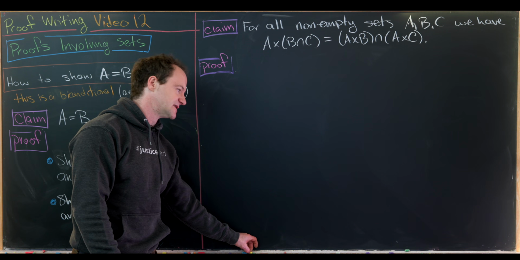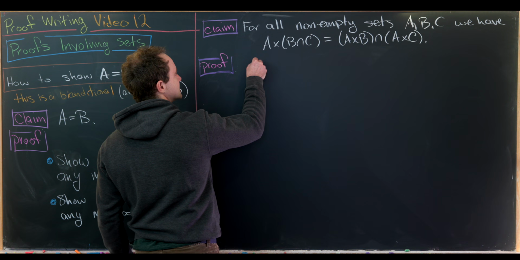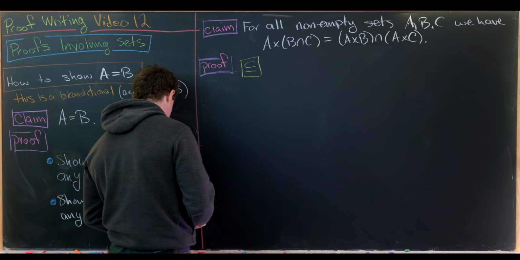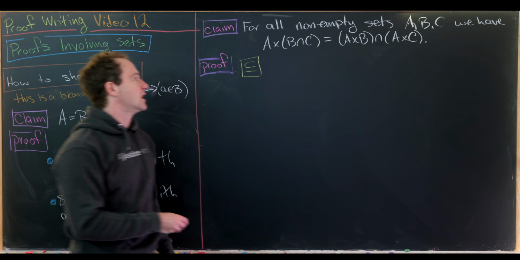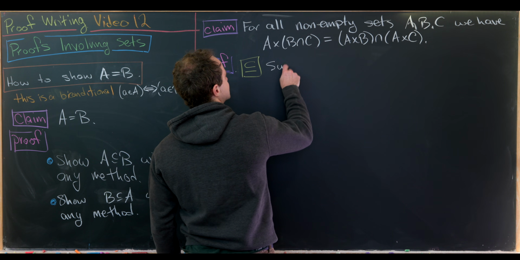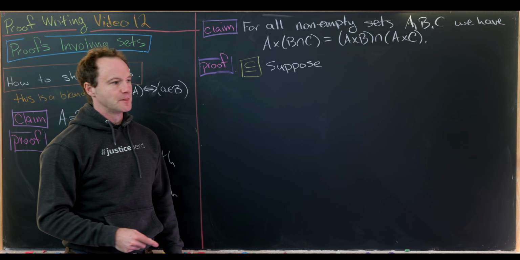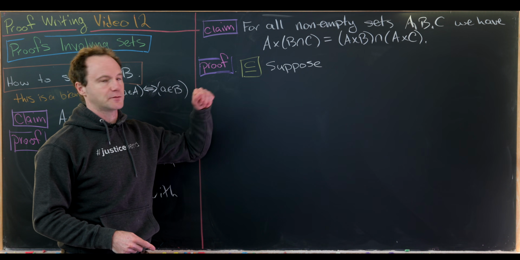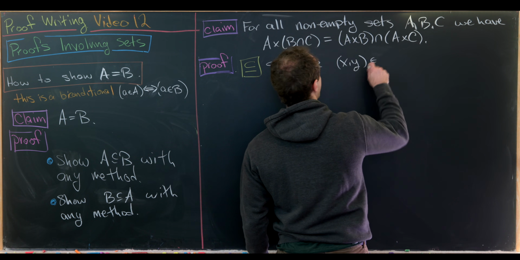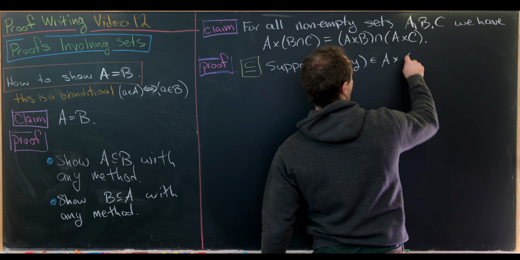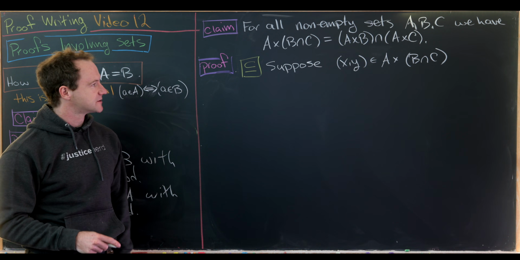Okay, so since this is a set equality problem, we need to show containment in both directions. Let's do this containment first. So we'll start with an element of the left-hand side and show that it's in the right-hand side. Okay, so let's do it. So let's suppose, like I said, we have an element of the left-hand side. But notice that elements of the left-hand side are ordered pairs given that we have a cross product. So that means we have (x, y) is an element of A cross (B intersect C). Like I said, it's best to work with ordered pairs.